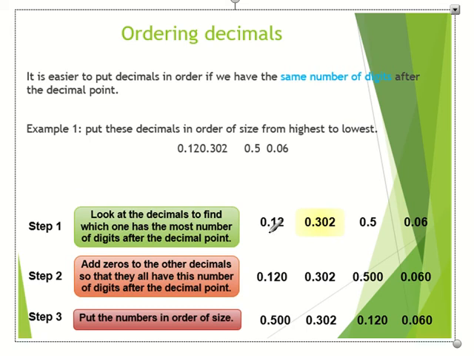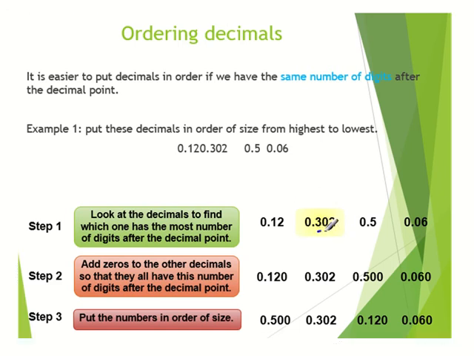So step 1, look at your numbers and look at the decimals to find which one has the most digits after the decimal point. In this case, it's this number here, 0.302, as it's got 3 digits after the decimal point. This one only has 2, this one has 1, and this one has 2 as well.